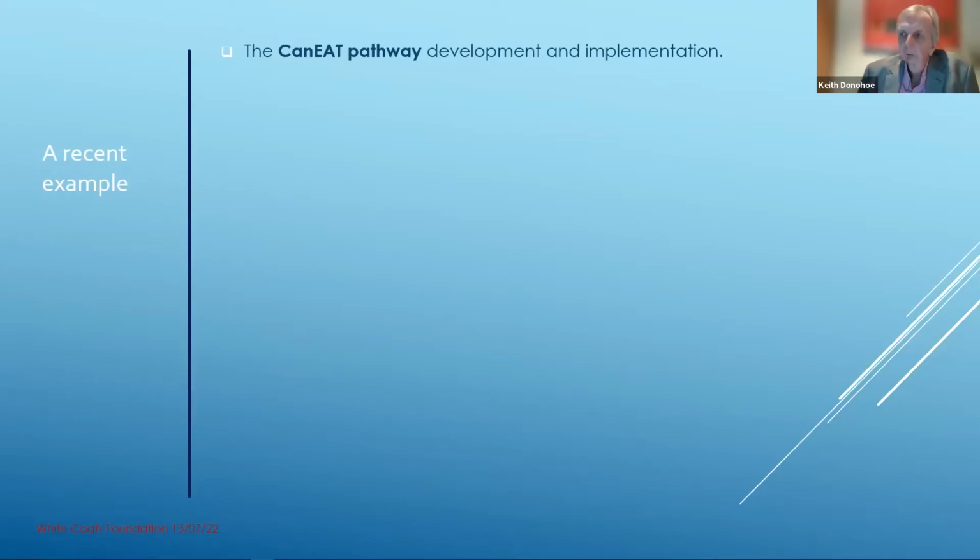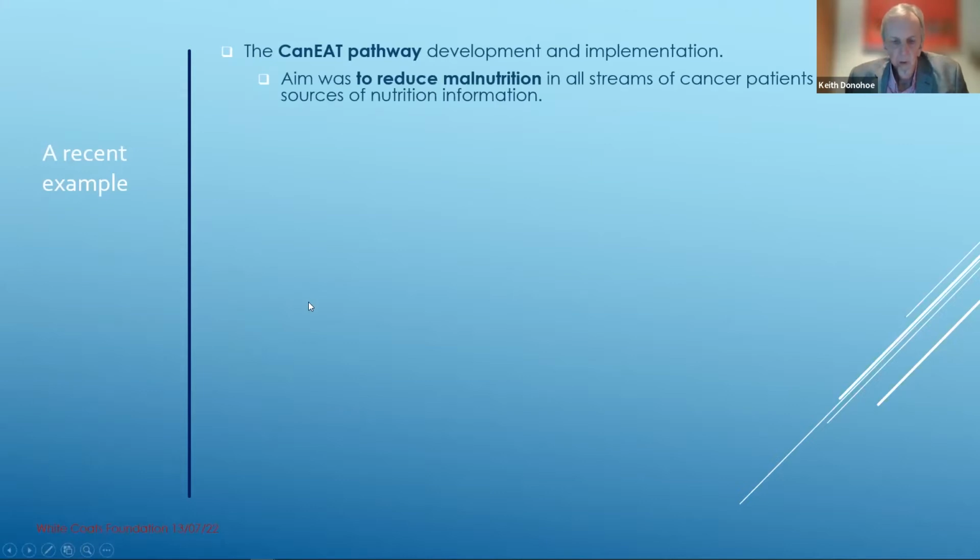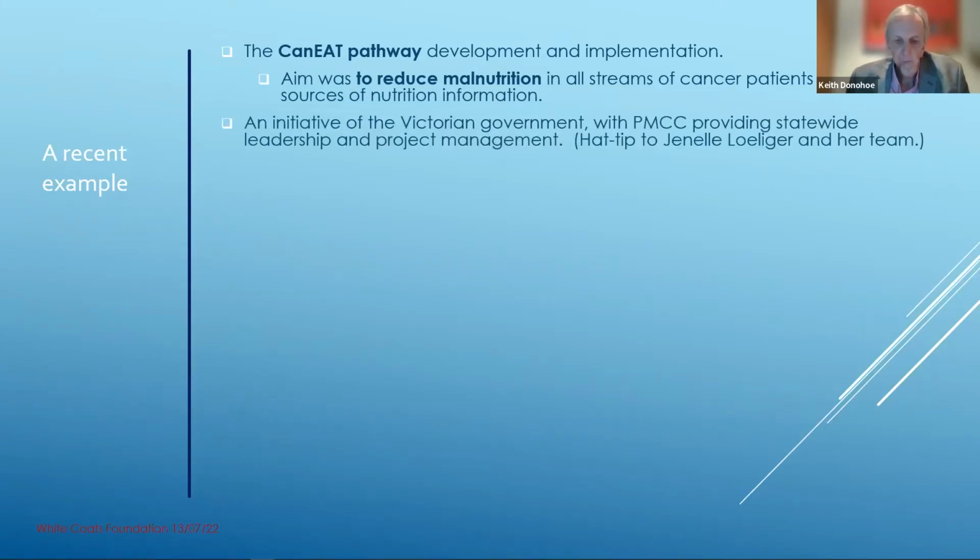So to go into a particular recent example where I have contributed, which is the CanEAT pathway development and, importantly, implementation. The aims of this project were to reduce malnutrition in all streams of cancer patients using trusted sources of nutrition information. This was an initiative of the Victorian Government, with Peter Mack providing statewide leadership and project management, with a special hat tip to Janelle Loriga and her team.